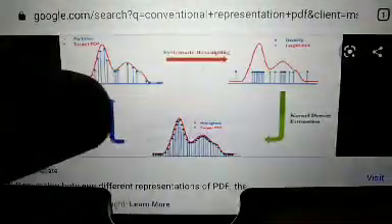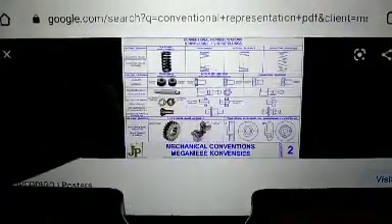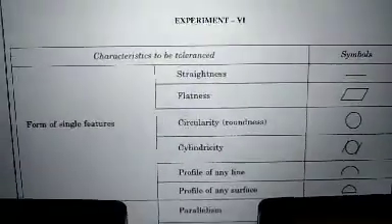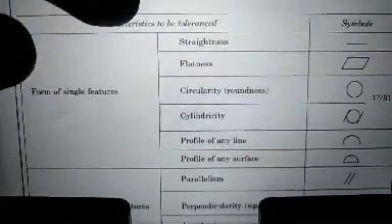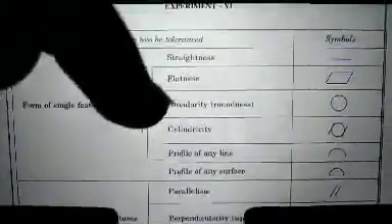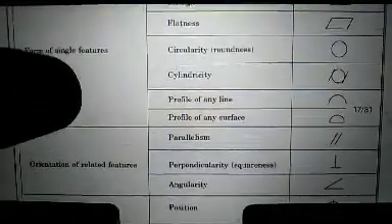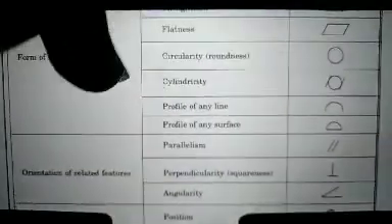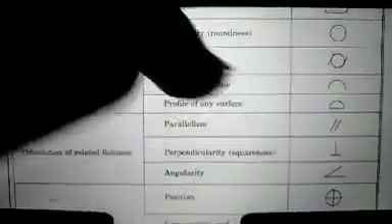There are again different objects whose symbols are shown. Again the different types of symbols are shown, that is, characteristics, tolerances. Straightness is shown by a straight line, flatness is shown by the rhombus, circularity is shown by the roundness, cylindricity is shown by the roundness and having tangents on both sides. Profile of a line is shown by the semi curve. Profile of any surface is shown like this.